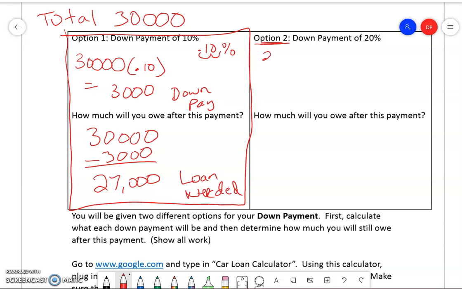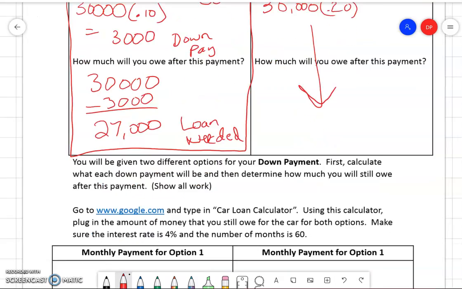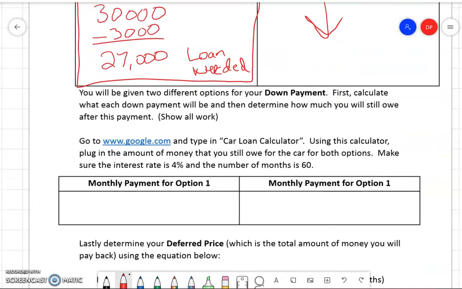I would still do the same thing on this side. $30,000 times, instead of 0.10, it's going to be 0.20. And then I would go through the same process over here to see what my loan is going to be. It's going to be a different value for my loan. But again, 2 different options.